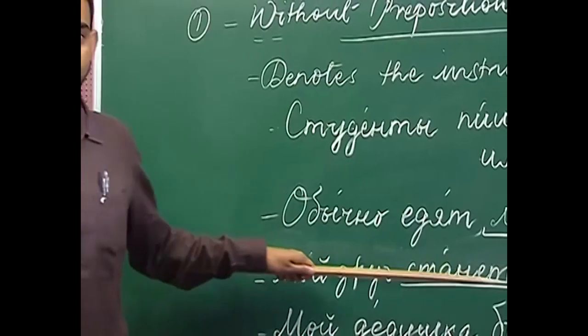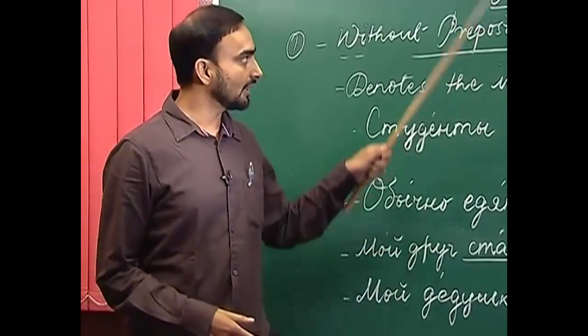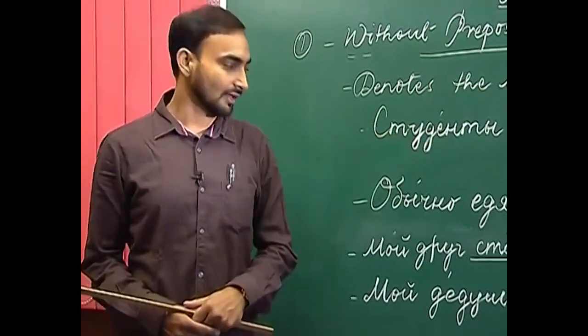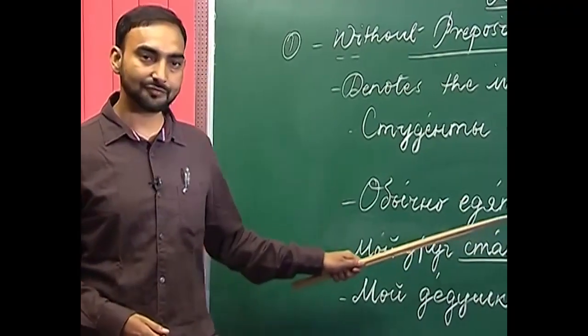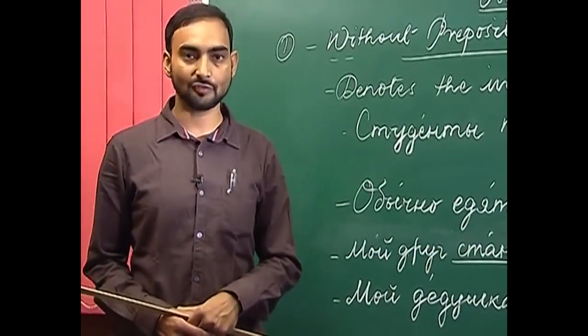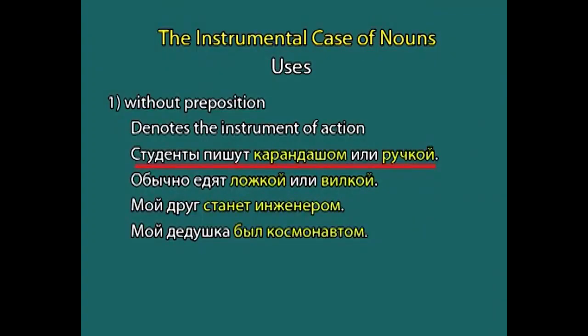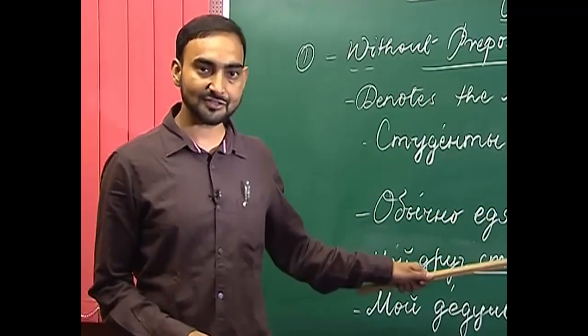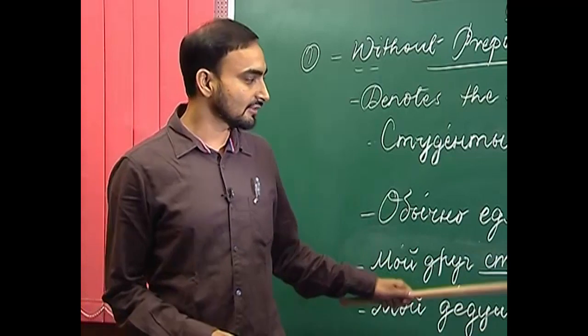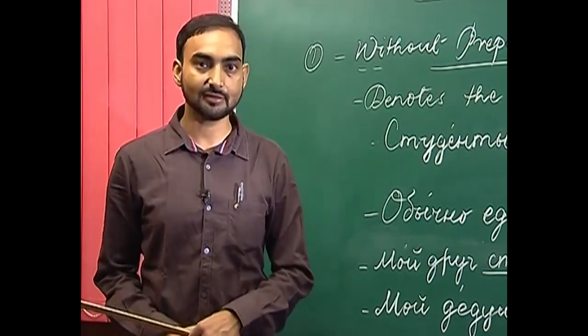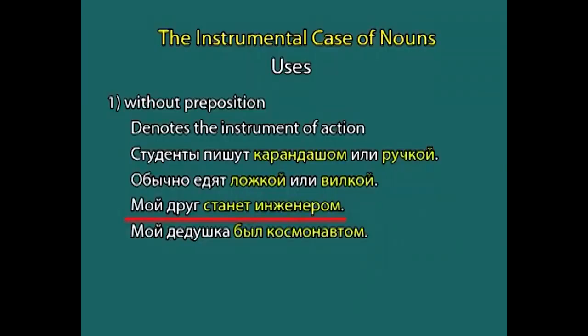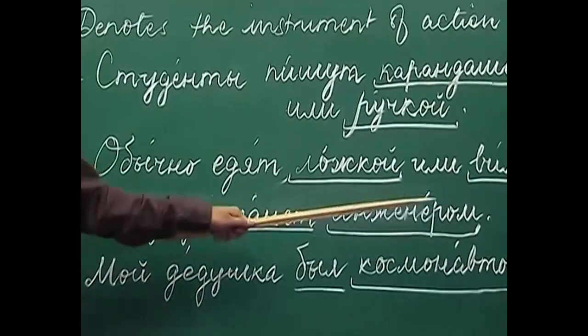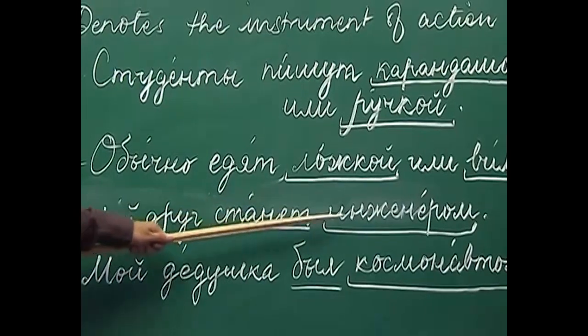Apart from denoting the instruments of action, the instrumental case of nouns is also used after the verbs стать or становиться, which is the imperfective form of the verb стать, and быть. Especially when we talk about someone's profession, we use the instrumental case of nouns. For example, Мой друг станет инженером. My friend will become an engineer.